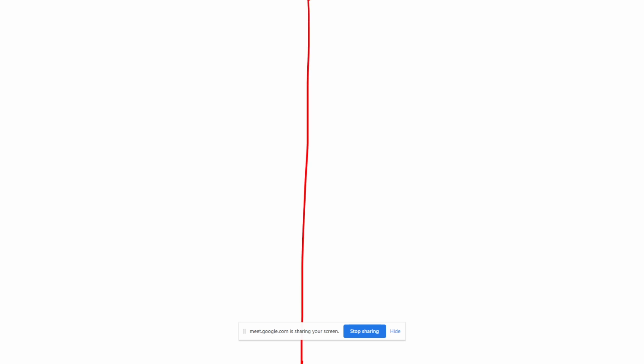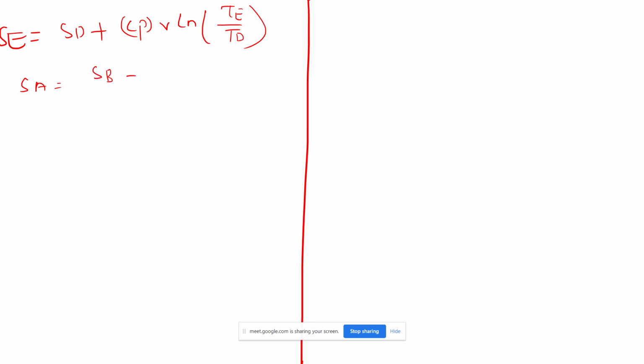Okay. Similarly, for point E, what will be the value of that? It is superheated region. So HD plus CP of vapor into ln of TE by TD. And for point A, it will be SB minus CP of liquid into log TB upon TA.